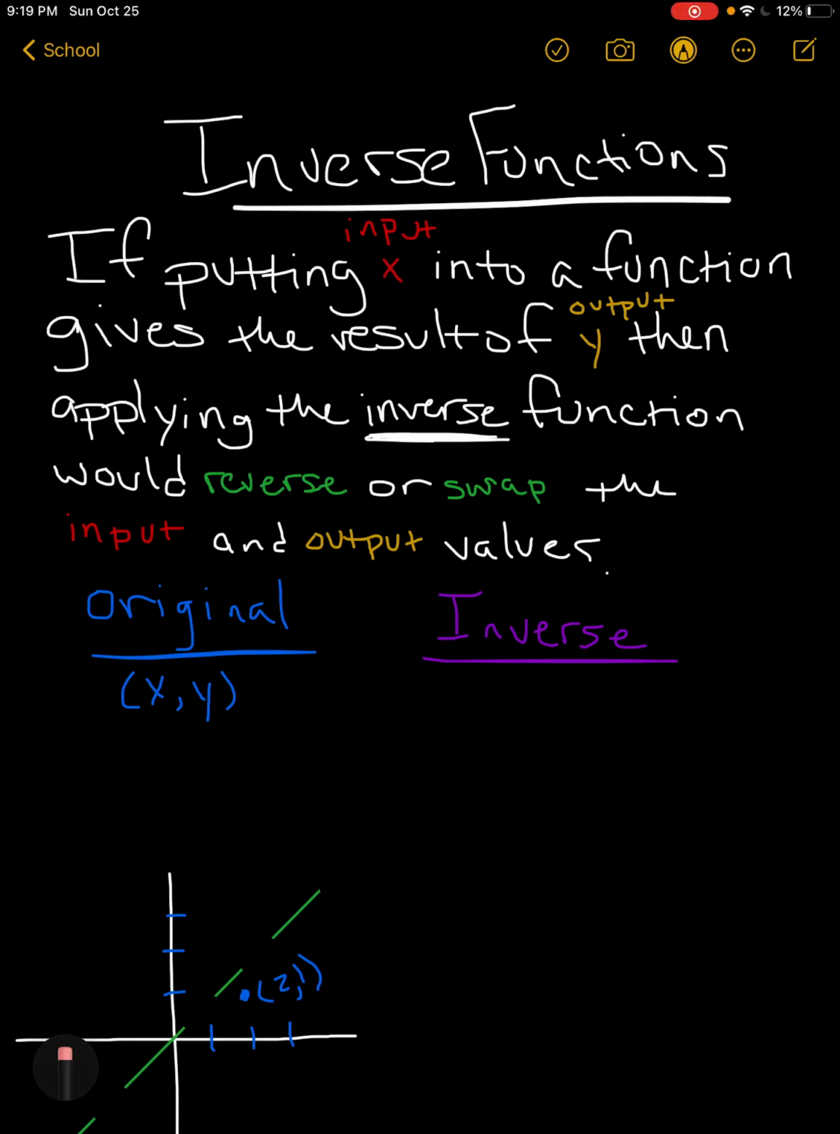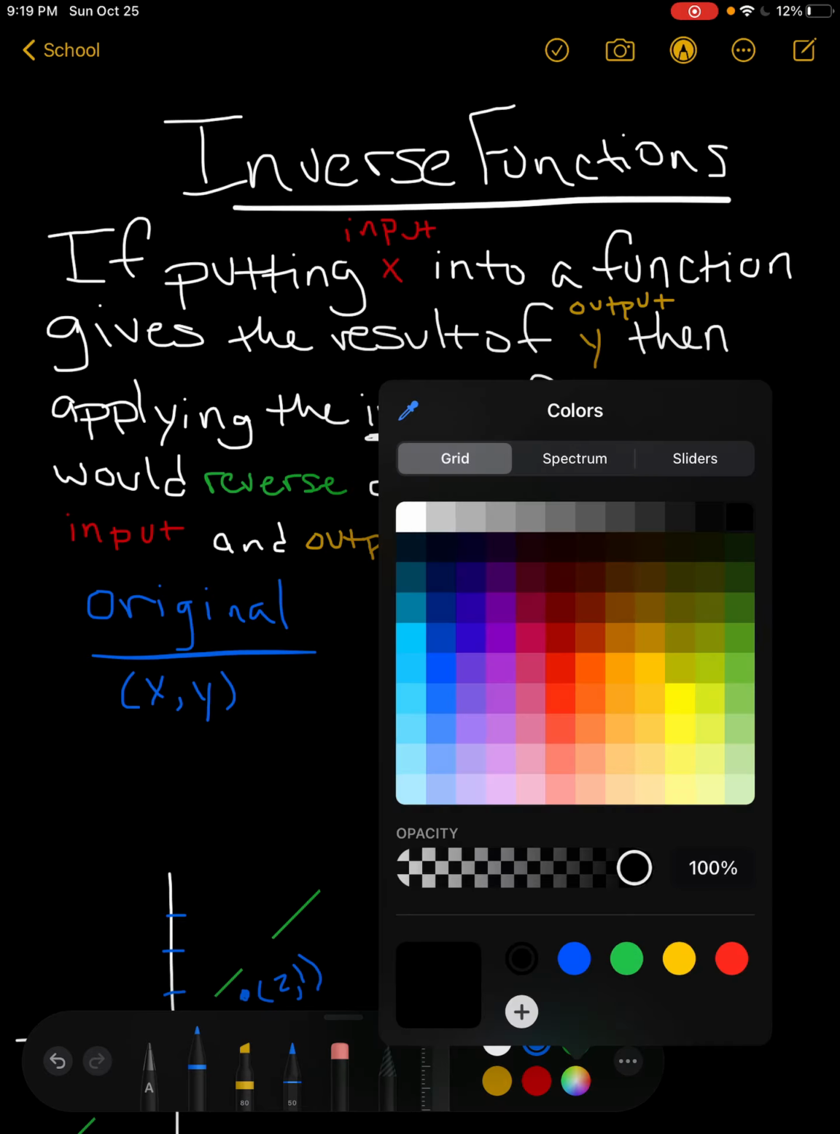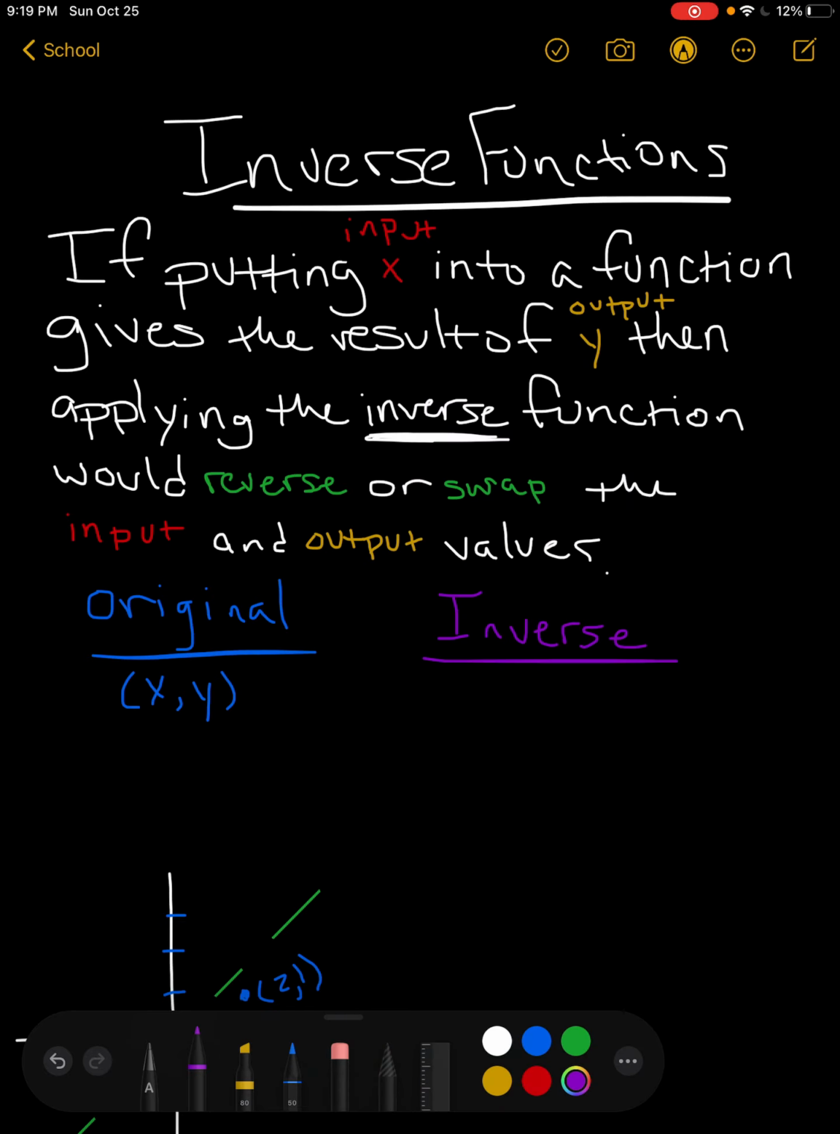We're going to look at inverse functions. Before we get into them, let's go ahead and cover the basics and the definition. With inverse functions, if putting x, or our inputs, into a function gives us the result of y, or our outputs, then applying the inverse function would reverse or swap the input and output values. What that means is if I had a point (x, y) and I put it into the inverse, it would be swapped to be (y, x).